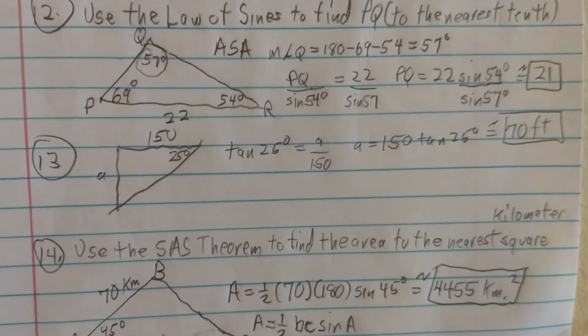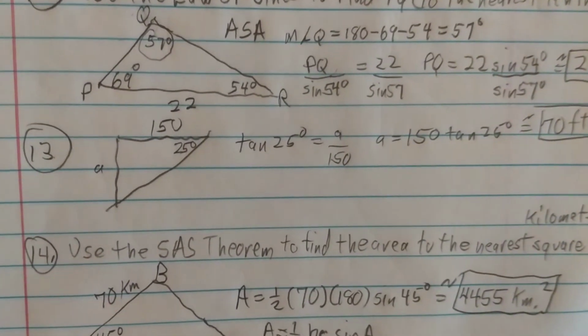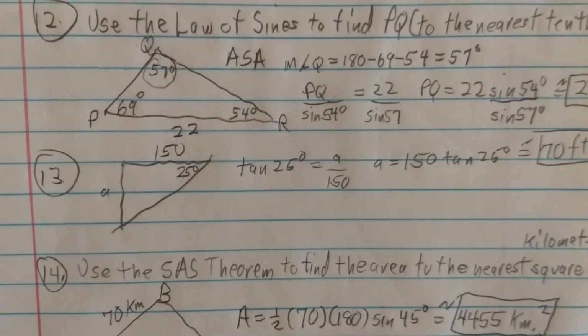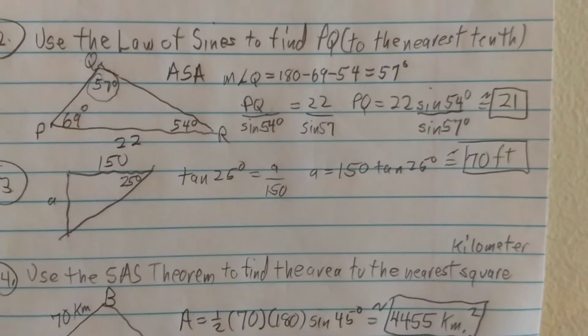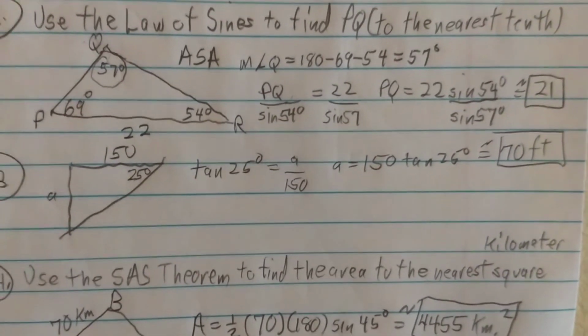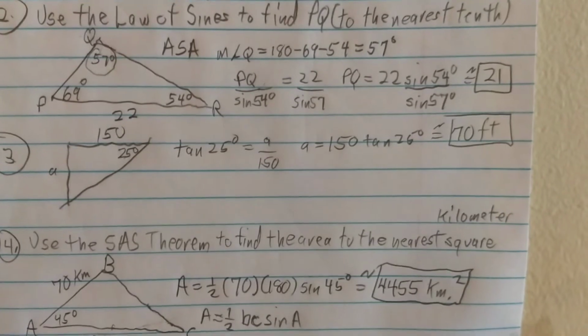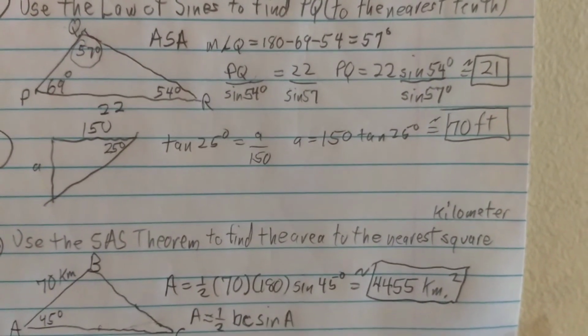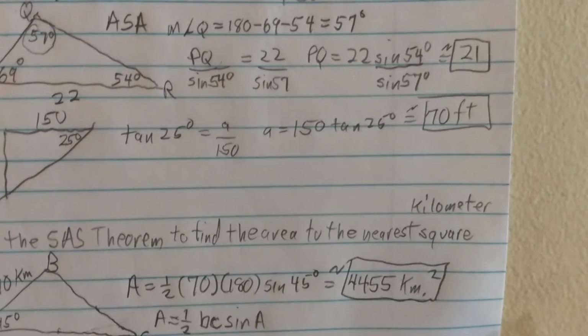minus 69 minus 54, which is 57. So now PQ, the side we want, over the sine of the angle opposite, sine 54, is 22 over the sine of the angle we just found, sine 57, angle Q. So cross multiplying, PQ is 22 sine 54 over sine 57, and that comes out to approximately 21.